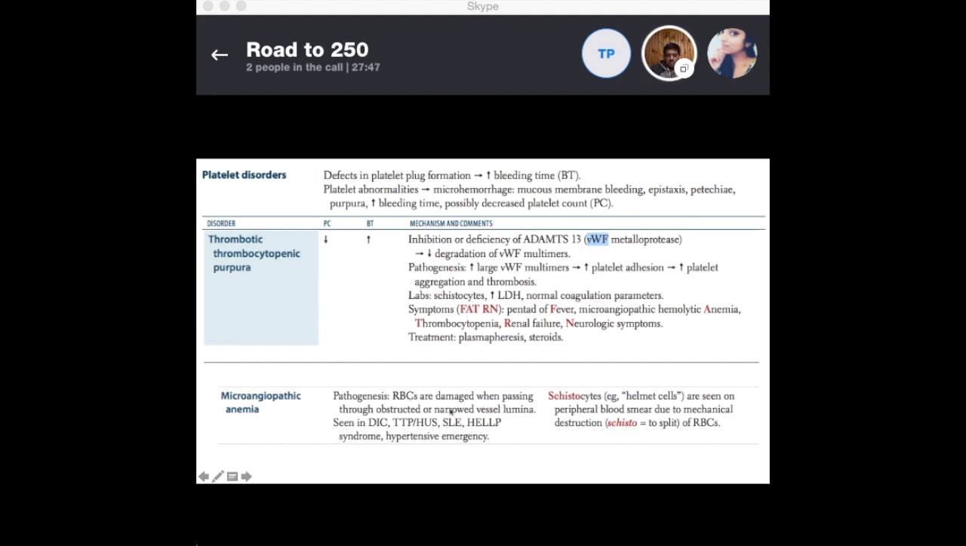Its RBCs are damaged when passing through the obstructed or narrowed vessel, and you'll see this in DIC, TTP, HUS, and other conditions. And schistocytes or helmet cells are seen on peripheral blood smear due to the mechanical obstruction or destruction. So any questions about this one?